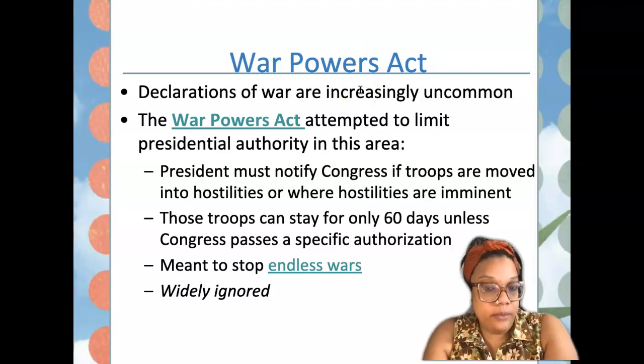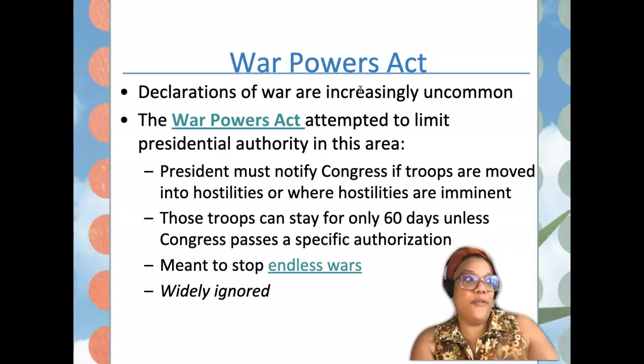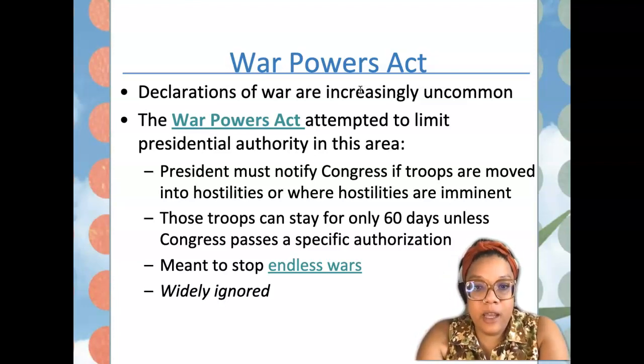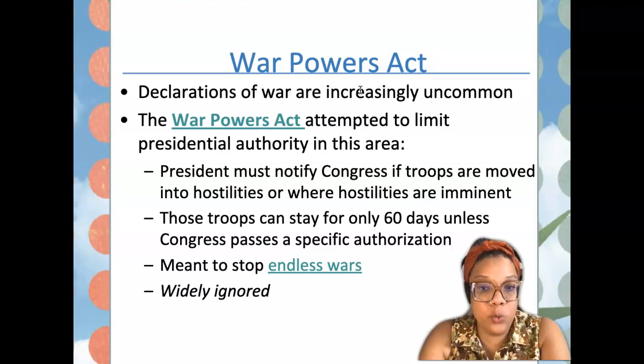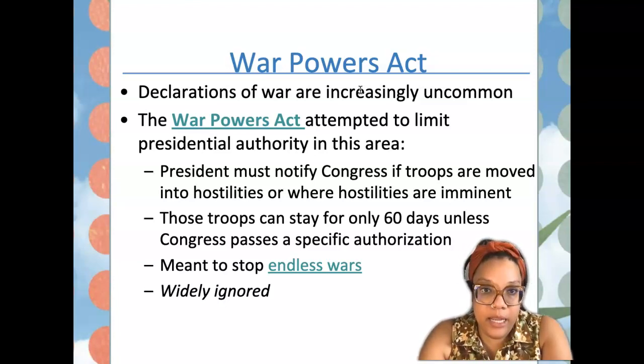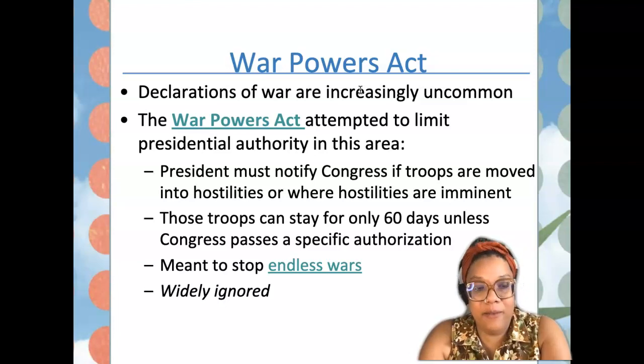So as a way to respond to that, so that the president is not on their own deciding what conflicts to get involved in, the president must notify Congress if troops are moved into hostilities or where hostilities are imminent. Those troops can only stay for 60 days unless Congress passes specific authorization. And it's meant to stop endless wars, right? Like the 20 years we were just in Afghanistan. So it's meant to put a limit on wars that go on and on and on.